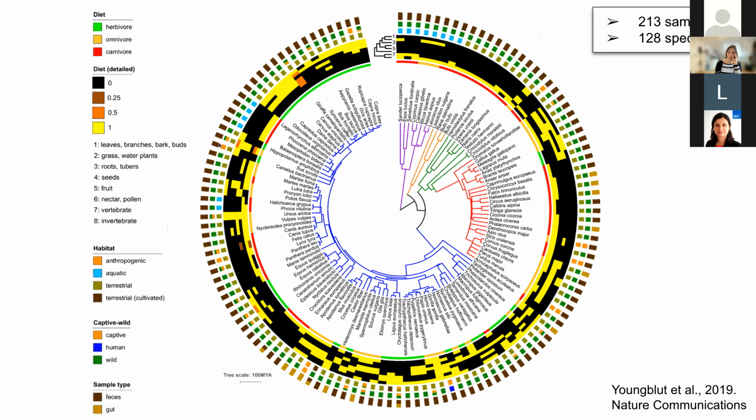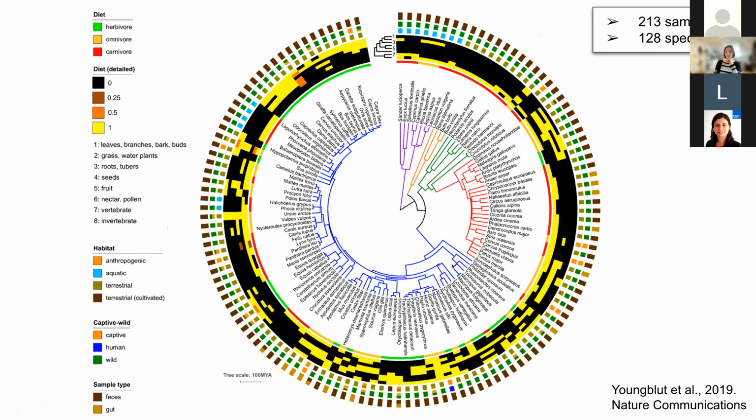So beyond diet, we also had habitat information in terms of anthropogenic, aquatic, terrestrial, and cultivated terrestrial environments, but also captive or wild, as I showed before, and sample type. Some were feces and some were actually gut content samples. And that's shown in these bars around the tree. For instance, some bars you can see are a mix, and that's because of multiple individuals per species. And so some were, for instance, captive, some were wild. So a pretty impressive data set.